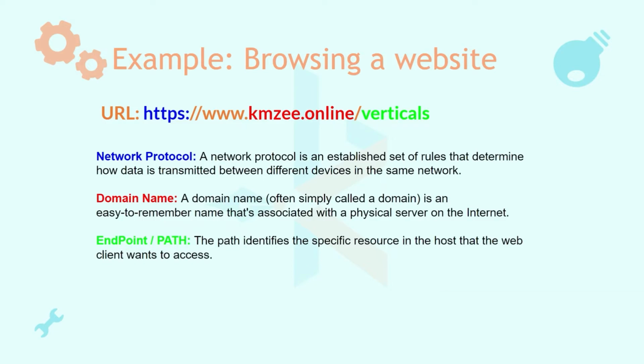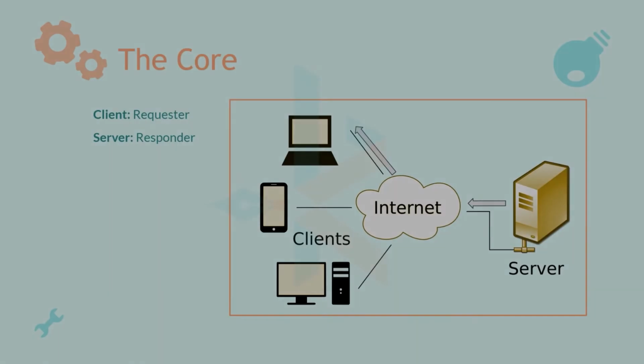So after a particular URL is clicked and a resource is requested, the request reaches the domain name, that is KMZee.online, and the particular resource with the help of the whole query string. And in general, the process is the same as we discussed here.